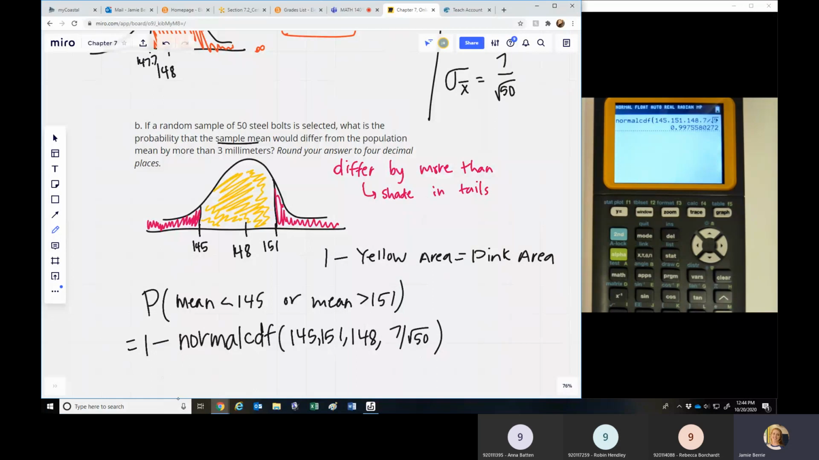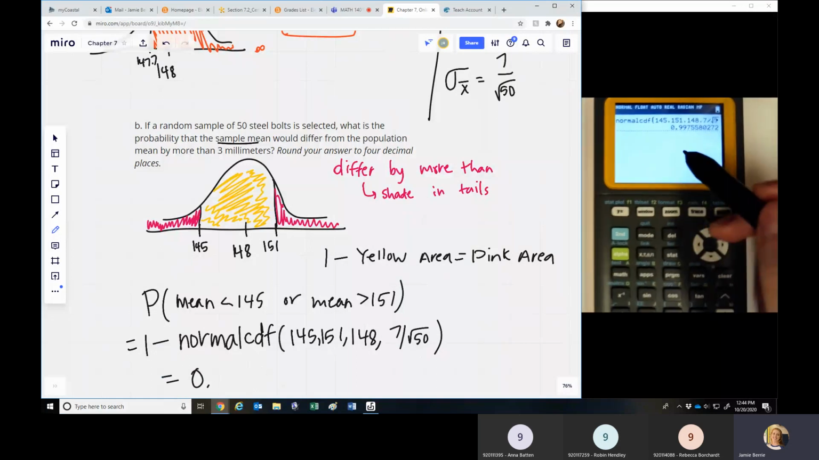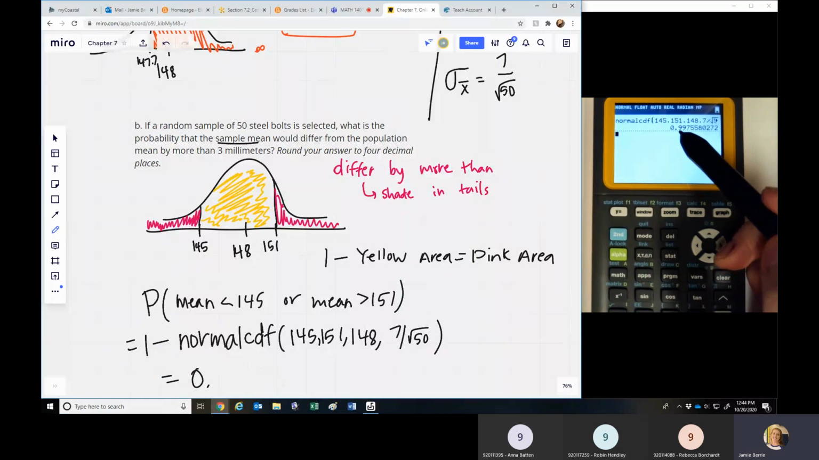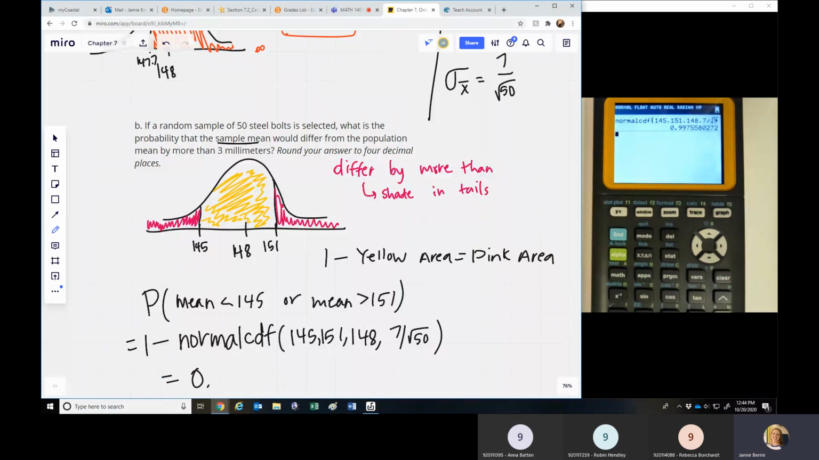Very big area here. So that's 0.9, to round, oops, sorry. If we round to 4 decimal places, that would be 0.9976. Very large area. So that would be almost 100%, right? That'd be like 99.76%. Okay.